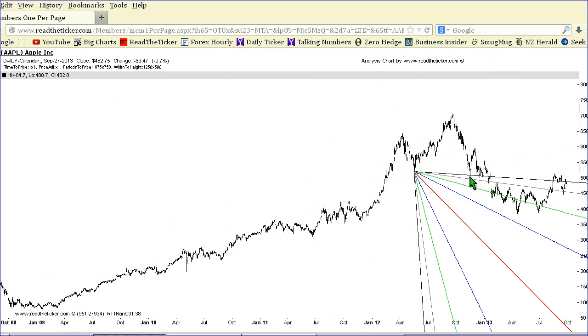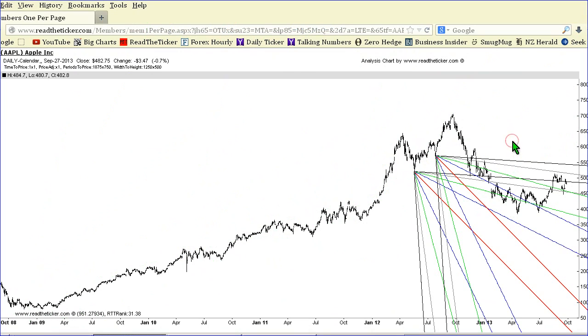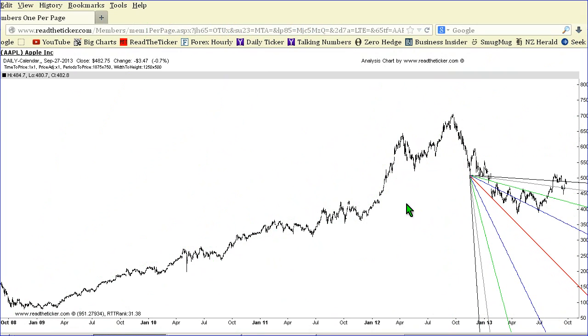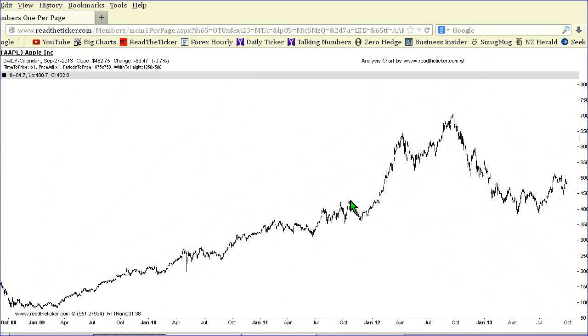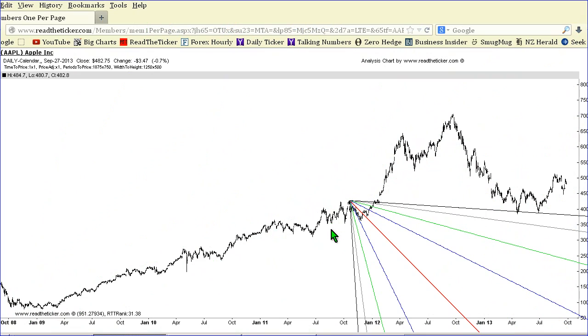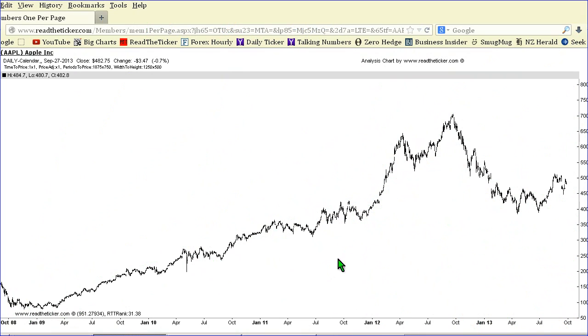Bearish Gann angle. Yeah, not a perfect fit. Maybe if you take that one there, what happens there? No. Nope. Yeah, that's alright.